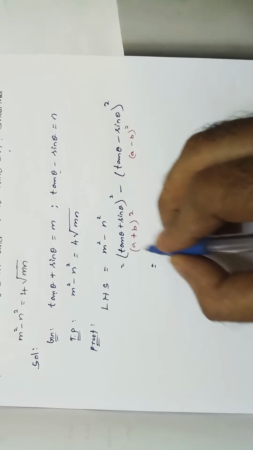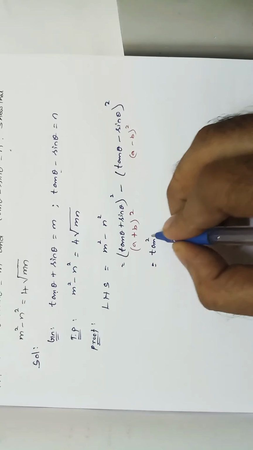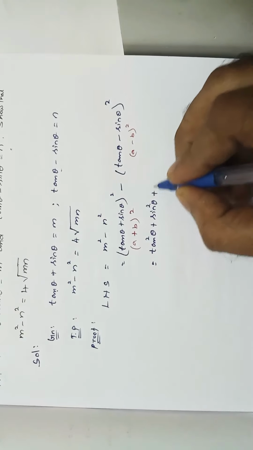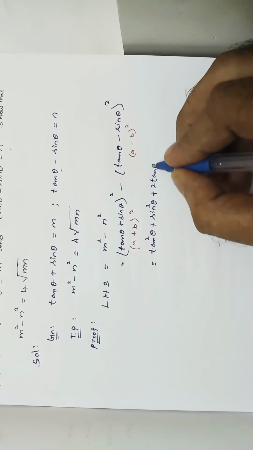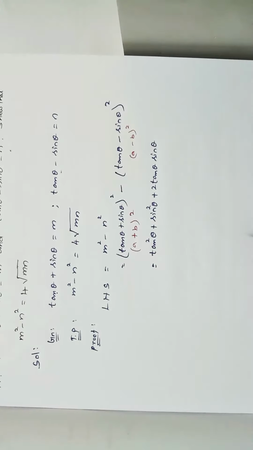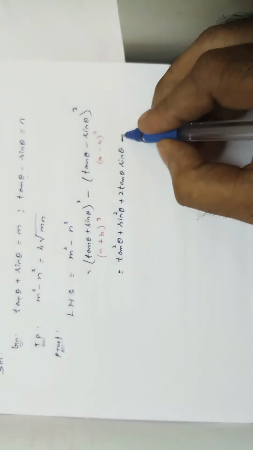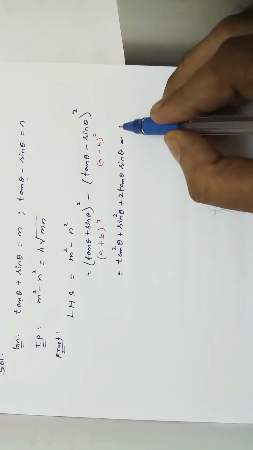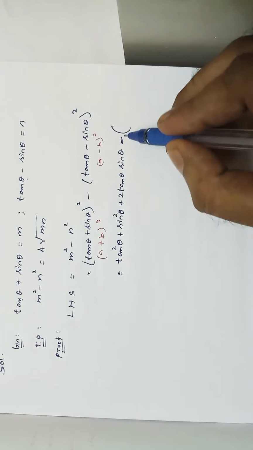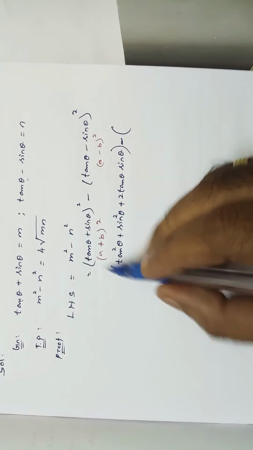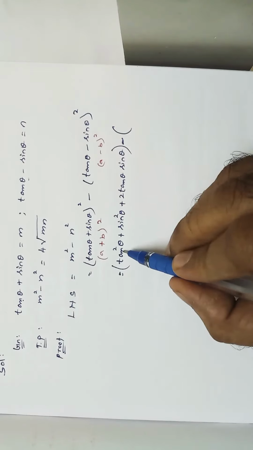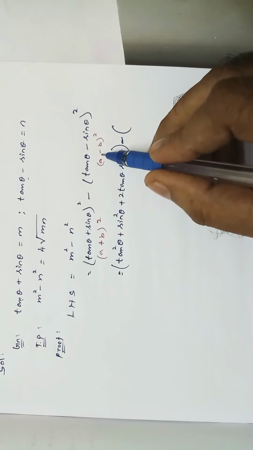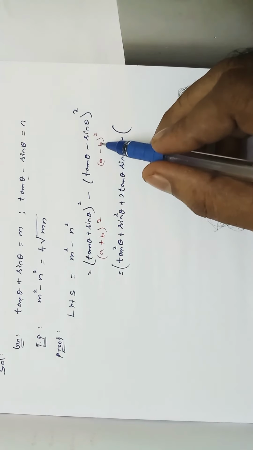So I'm just expanding: tan square theta plus sin square theta plus 2 tan theta sin theta, minus, and this minus is common for all the terms, so put a bracket. See, I'm expanding these values. A plus b whole square is a square plus b square plus 2 into a into b, and a minus b whole square is a square plus b square minus 2ab.